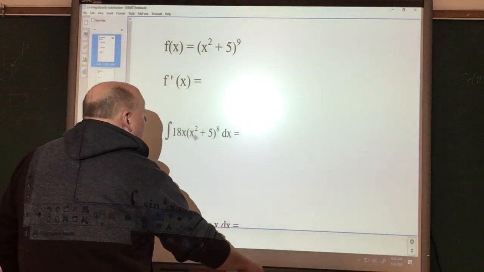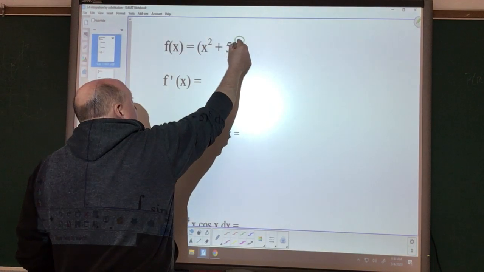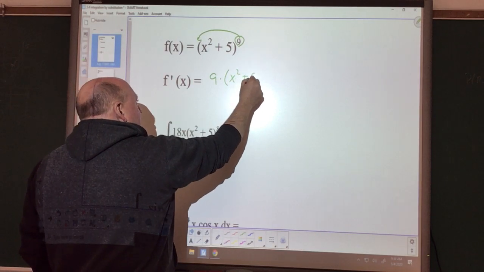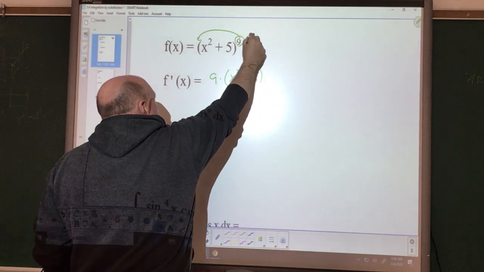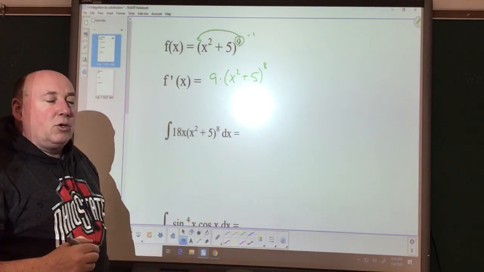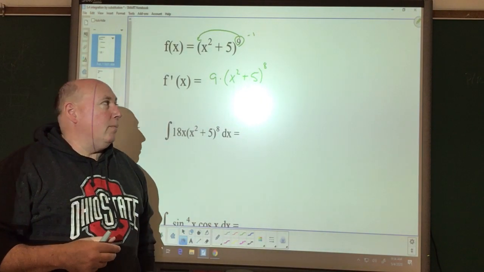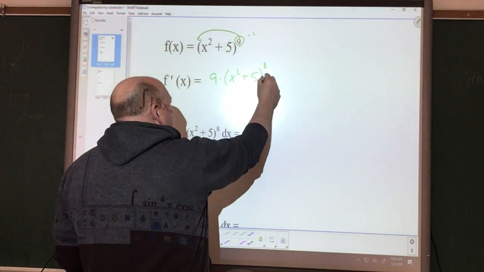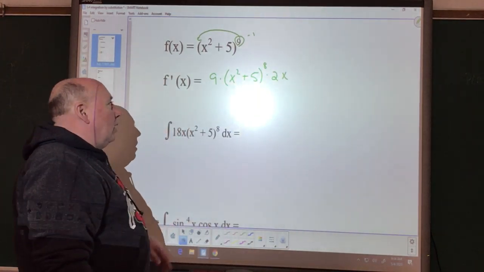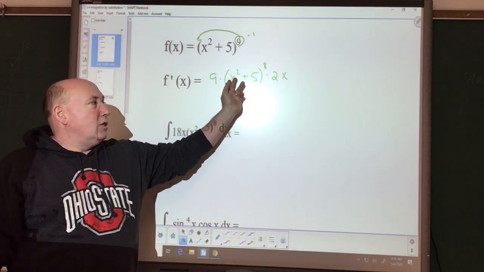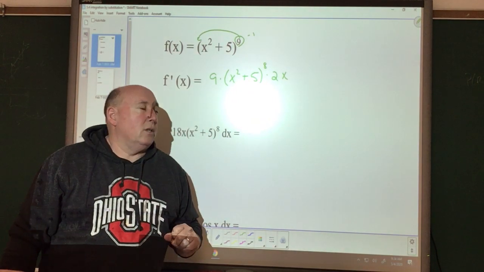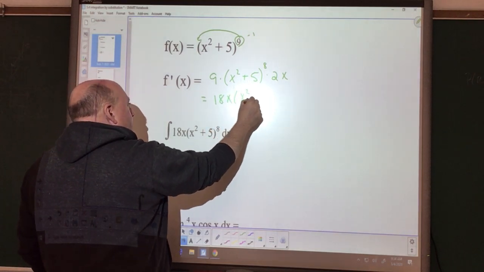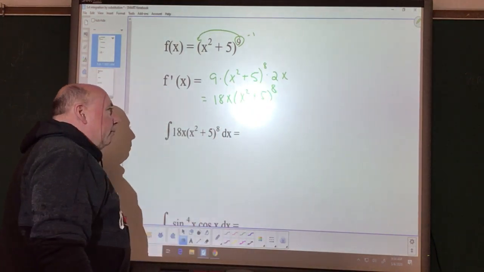The 9 will come out front. We keep everything inside the same, and we subtract 1. Remember, when we deal with the derivative, we subtract 1 from our exponent, but then we have to remember to go inside and take the derivative of what is inside. Once again, that is the chain rule. So the derivative of x squared plus 5 is 2x plus 0, or just 2x. Combining these together, we get 18x times (x squared plus 5) to the 8th power.